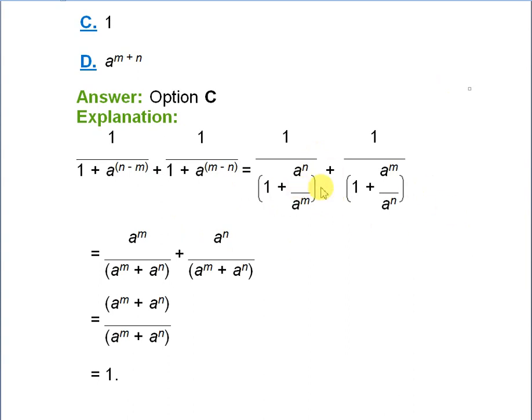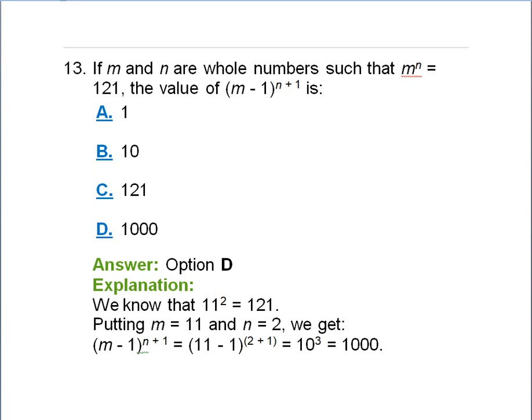If m and n are whole numbers such that m raised to the power n equals 121, what is the value of m minus 1 raised to the power n plus 1? Okay, we know that 11 squared is equal to 121, right? So if we put m equals 11 and n equals 2, we get 121. Now, m minus 1 raised to the power n plus 1: we'll put the value of m as 11 and n as 2. So 11 minus 1 is 10 and 2 plus 1 is 3. 10 raised to the power 3 is 1000.